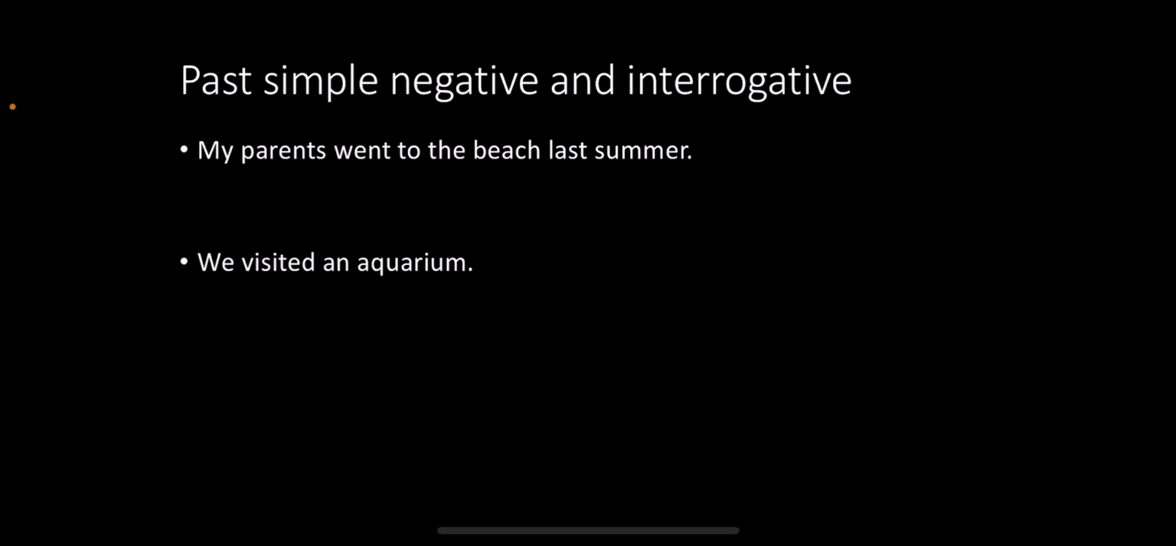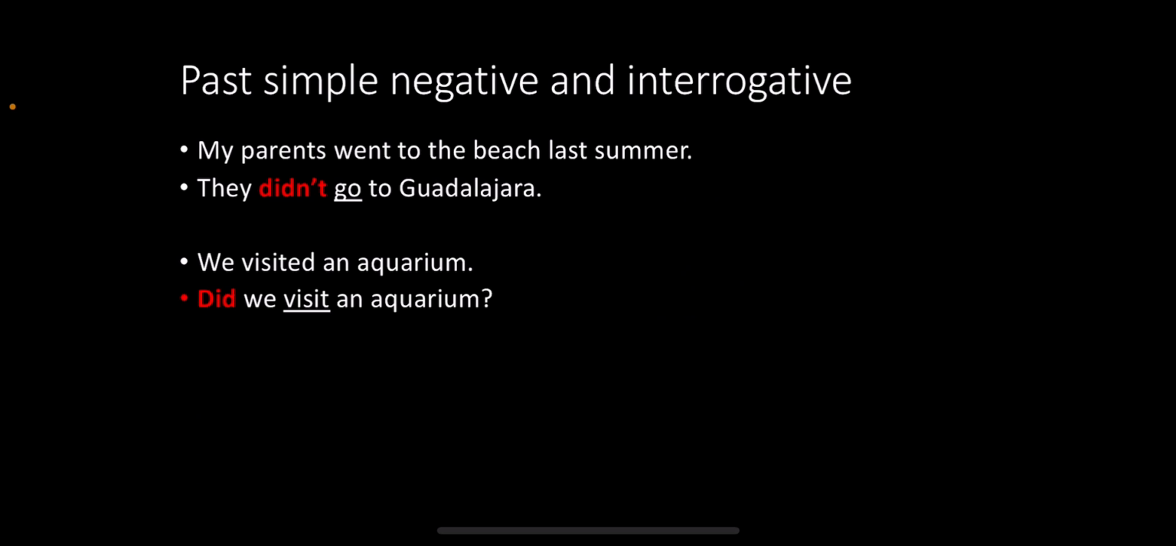So, if I have a sentence like, my parents went to the beach last summer, they didn't go to Guadalajara. The negative is emphasizing that didn't, it's making the sentence negative and also past, because go is in the base form, right? We visited an aquarium. Did we visit an aquarium? When I use a question, I put did at the beginning, and then again I put my verb in the base form because did is past and did is helping me create the sentence in a question, so I don't need to repeat the past in the verb.